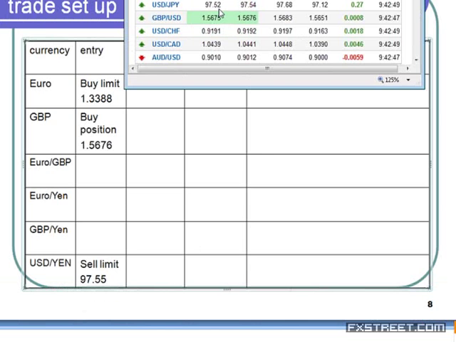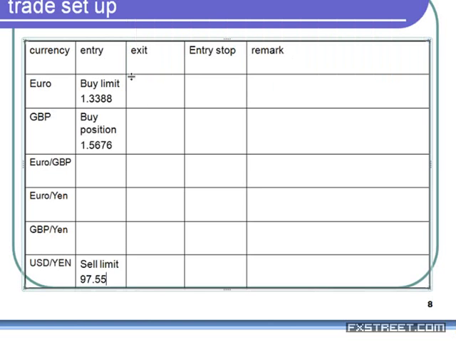$97.55, just about 5 pips or 3-4 pips above that of the current level. So now we have to set the entry stop, the buy stop or sell stop. So it is a buy order. So I'll straight away keep the buy stop. 30 pips below that of the market, we'll keep a sell stop. And here again, a sell stop.